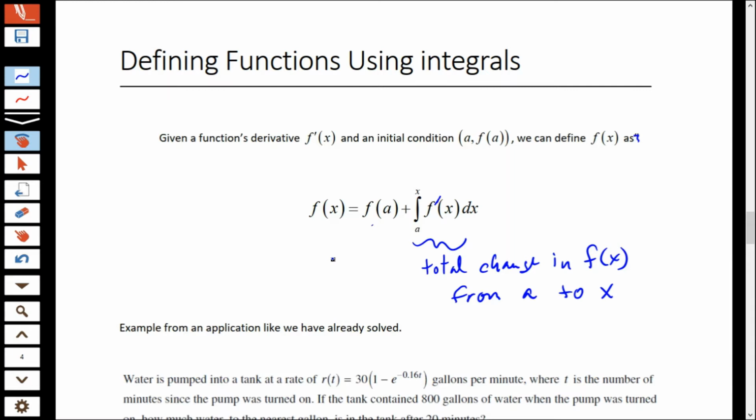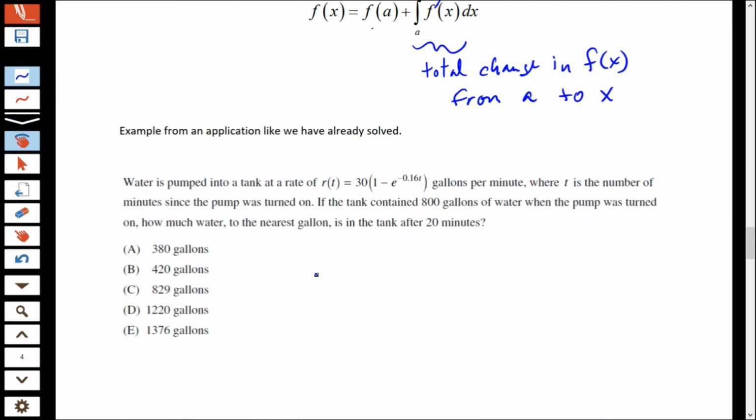So as an example, this is like a problem we've already solved before. I'm going to set up the problem and do it on a calculator so that you can see it. Essentially, we have water being pumped into a tank, and this is the rate of change in gallons per minute, where t is the number of minutes since it's been turned on. The tank contained 800 gallons of water when it was started, so at 0, that's our initial condition here. And we want to know how much is in there after 20 minutes.